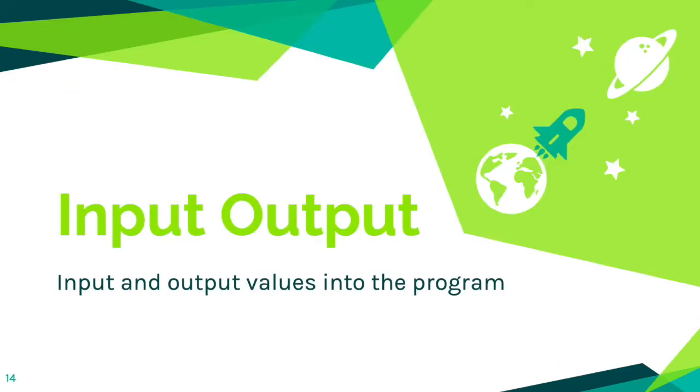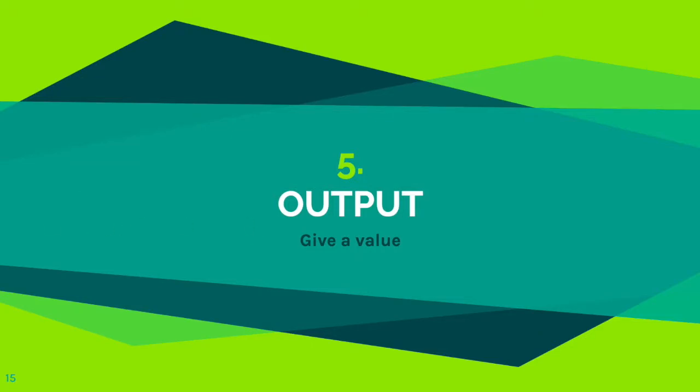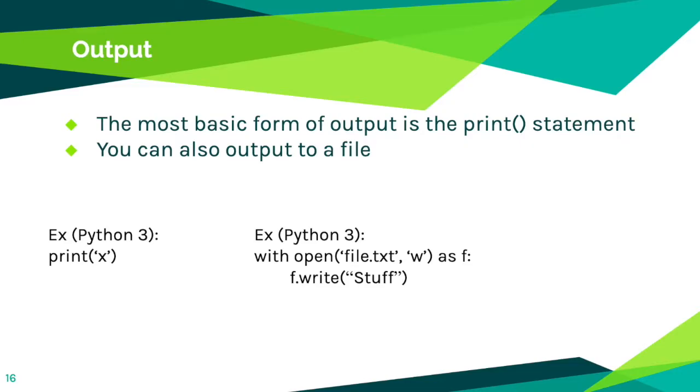So now we go on to input and output, because if you can't input and output things to a program, your program's basically useless. So output: you basically give a value outside, and the most basic form of output is the print statement. So you've got print hello world, that's a classic, but I'm going to put print X here because we've got to be different.